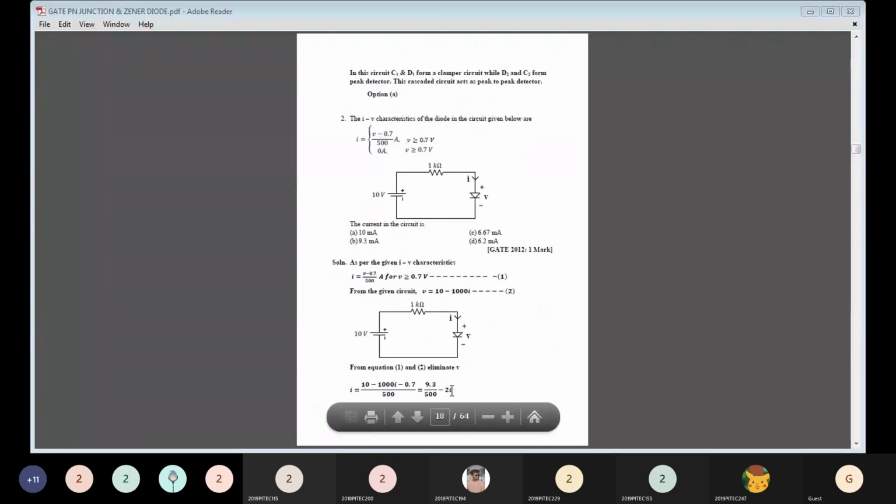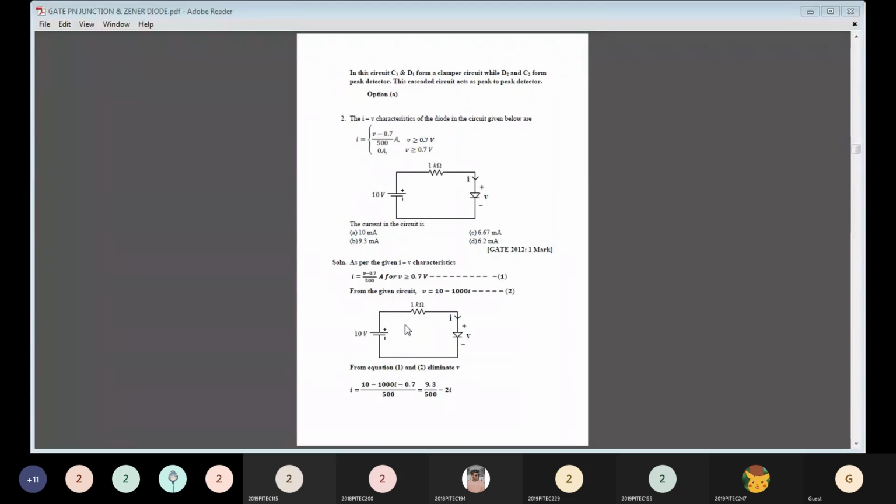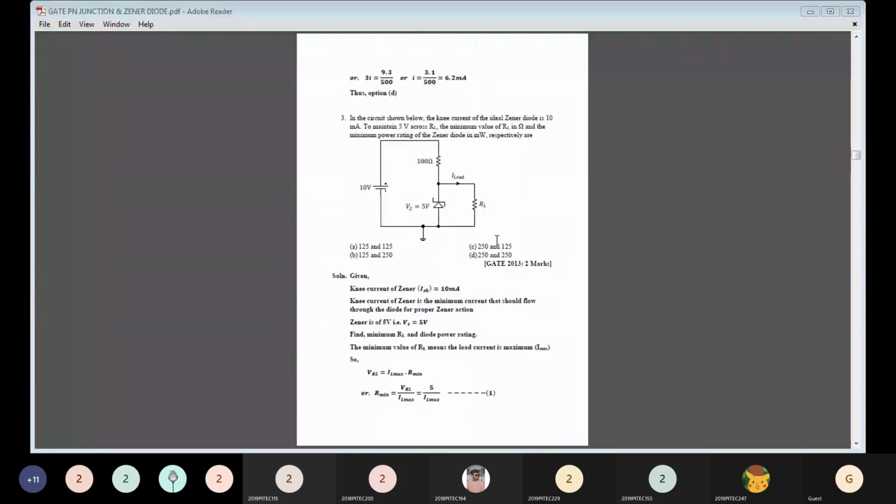So this minus 2A, when it comes to the LHS side, will become 3I. So 3I is equal to 9.3 divided by 500, or I is equal to 3.1 divided by 500 minus 6.2 milliampere. So here option D is the correct answer, 6.2 milliampere. Next.